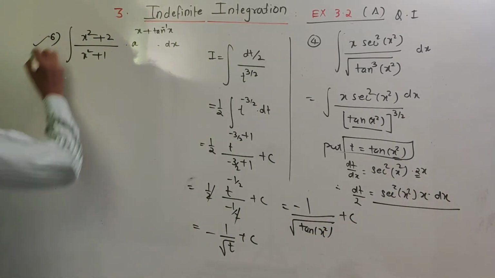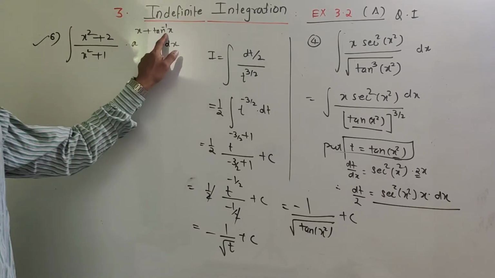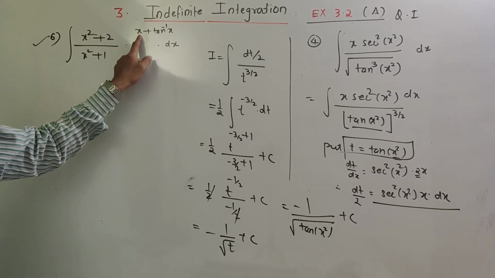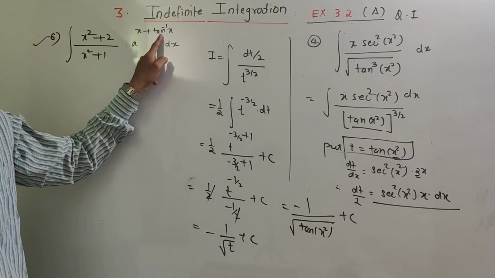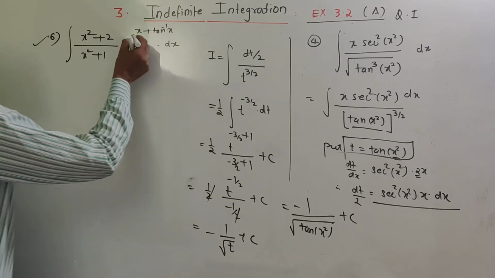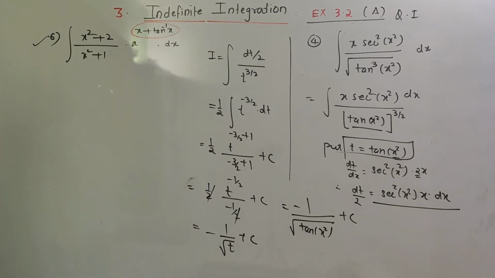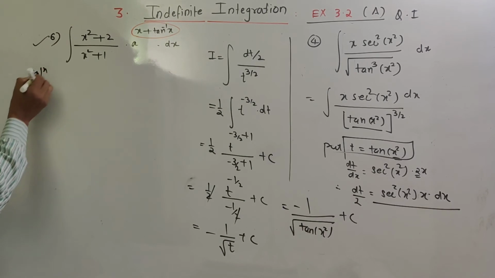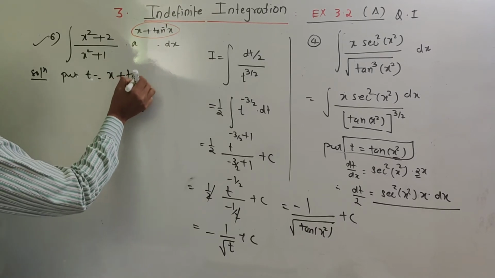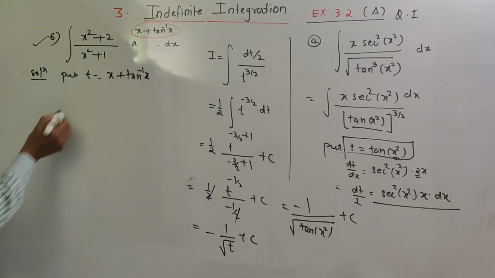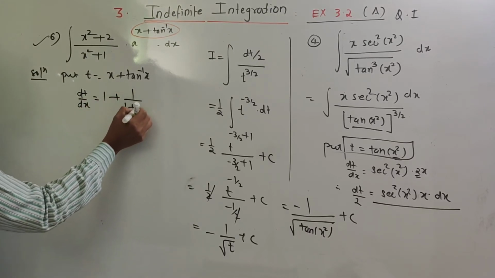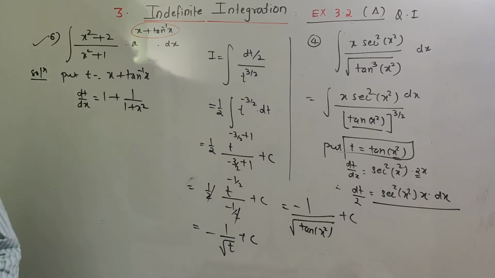Next question, that is the sixth question: a raised to power x plus tan inverse of x, times x square plus 2 upon x square plus 1. In this, the derivative of x is 1 and the derivative of tan inverse x is 1 upon 1 plus x square. So clearly x plus tan inverse x you have to put as t. So here put t is equal to x plus tan inverse of x. Therefore differentiating, dt by dx is equal to 1 plus the derivative of tan inverse x, 1 upon 1 plus x square.